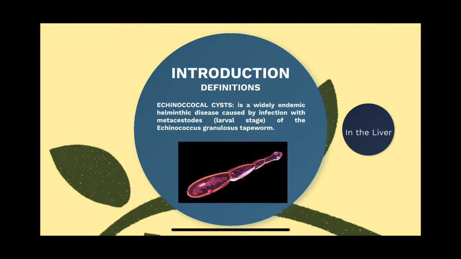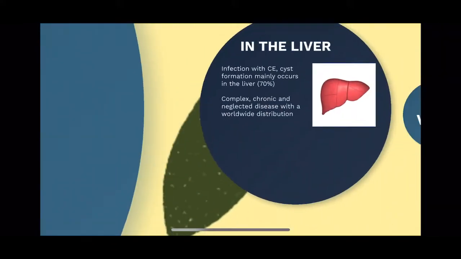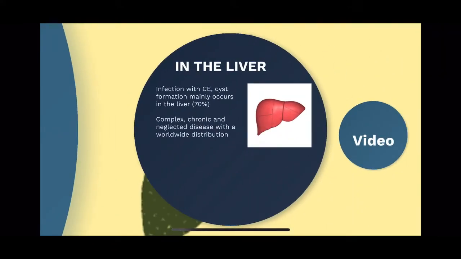Echinococcal cyst is a widely endemic zoonotic disease caused by infection with metacestodes, the larval stage of the Echinococcus granulosus tapeworm. Also it is called hydatid cyst. The two locations of this cyst are the lungs and the liver, but it mainly occurs in the liver, with 70%. Also it is a complex, chronic, and neglected disease with a worldwide distribution.